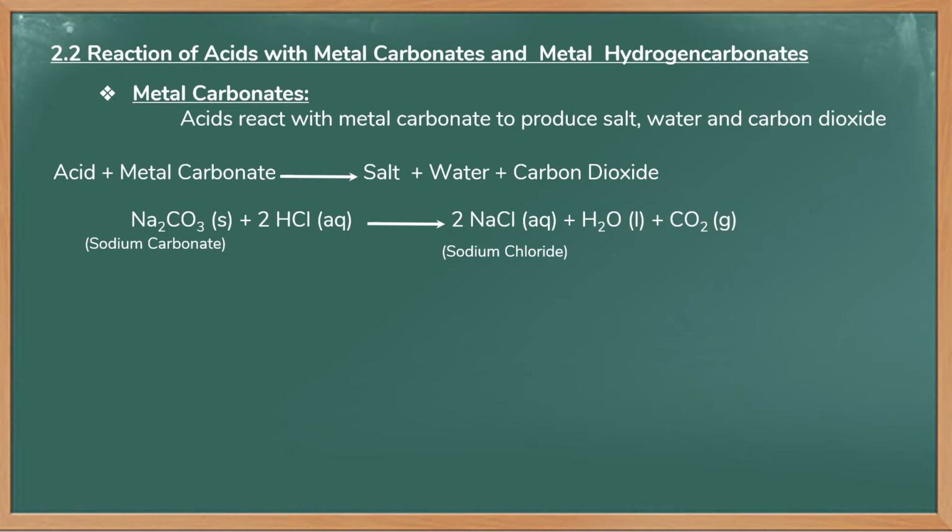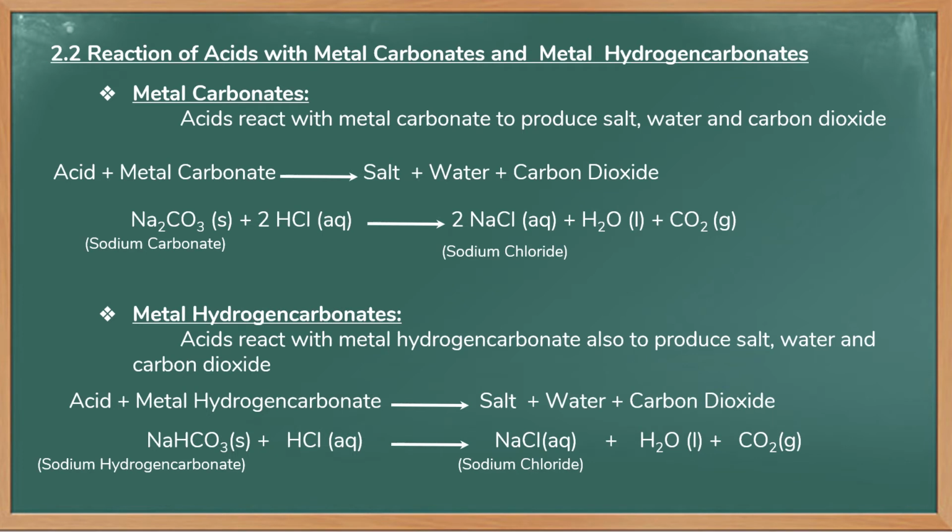Acids react with metal carbonates and metal hydrogen carbonates. Acids react with metal carbonate to produce salt, water and carbon dioxide. In the example, hydrochloric acid reacts with sodium carbonate to produce a salt, sodium chloride. It also produces water and releases carbon dioxide gas.